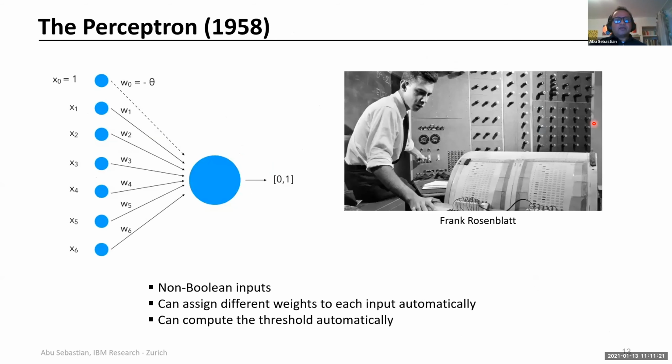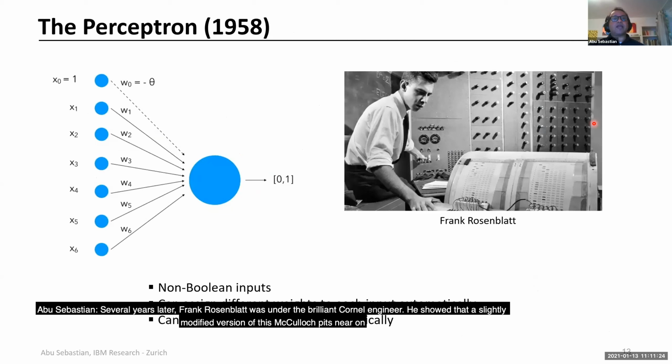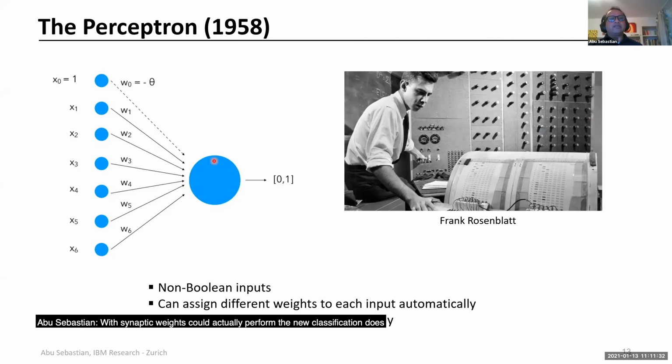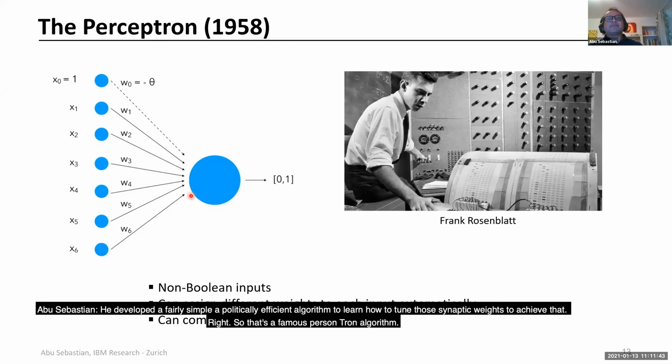Now, several years later, Frank Rosenblatt, another brilliant Cornell engineer, showed that a slightly modified version of this McCulloch-Pitts neuron with synaptic weights could actually perform linear classification tasks. And that was not all. One of his key innovations was that he developed a fairly simple yet relatively efficient algorithm to learn how to tune those synaptic weights to achieve that, right? That's the famous perceptron algorithm. In many ways, that is the first neural network, right? So you can do linear classification on data using this very simple construct.